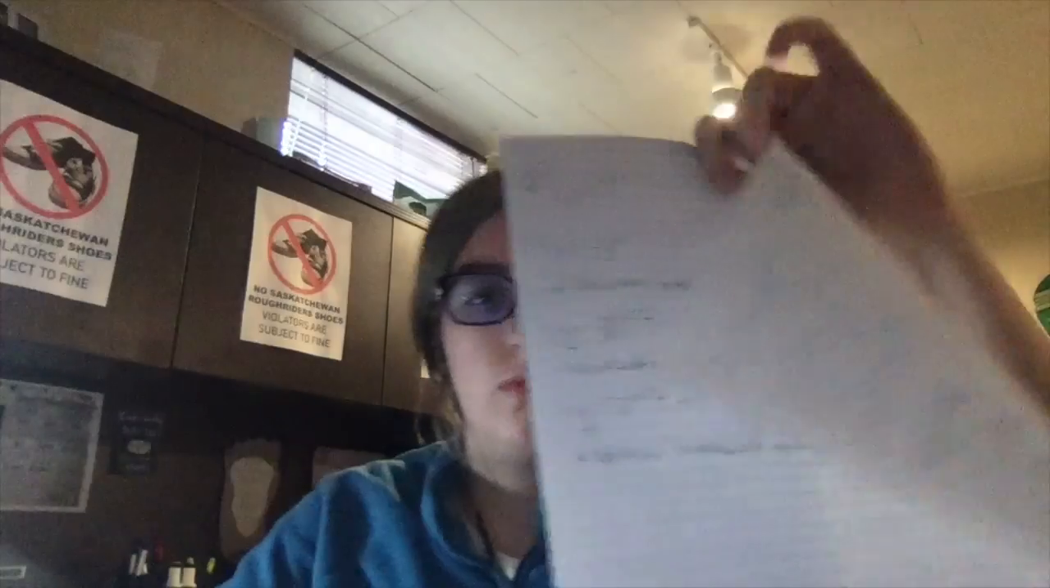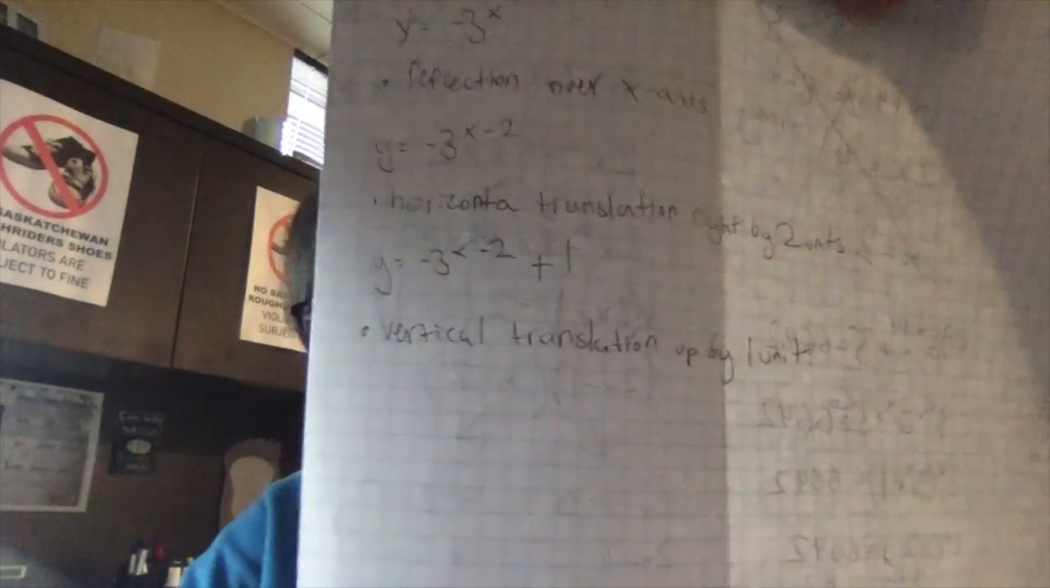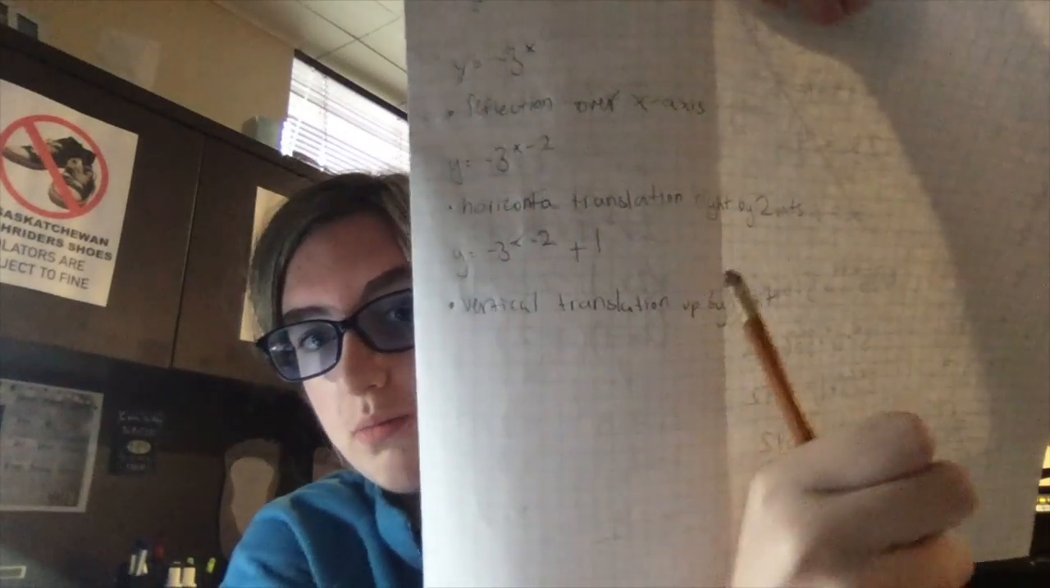And lastly is a plus 1 at the end of my equation. y equals negative 3^(x-2), and then a big old plus 1, which is a vertical translation up by 1 unit, which is stated here. Up by 1 unit. Alright, that was the first one. On to the next one.